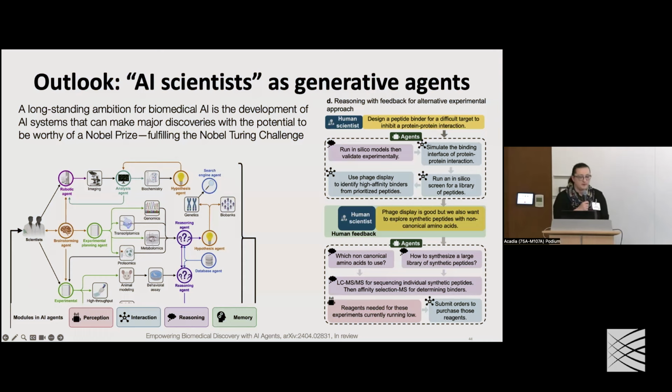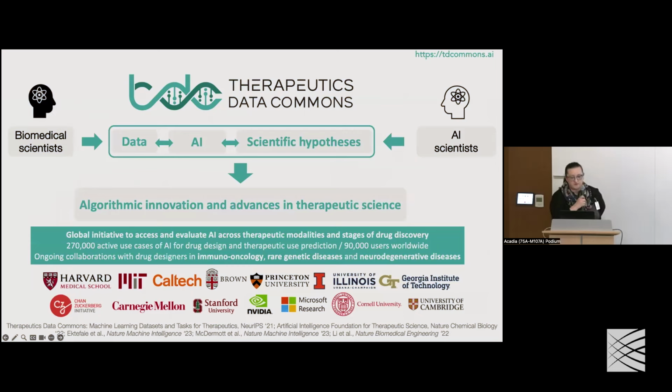What does that require? That requires not only building models, it also requires curating and building lots of datasets. As part of that, our group founded and currently actively develops Therapeutic Data Commons, available at tdcommons.ai. TD Commons serves as a meeting point between biomedical scientists and drug developers who know the real bottlenecks in drug design and development, and on the other end, AI scientists and machine learning researchers who can design and develop powerful new algorithms once those bottlenecks are defined in a meaningful manner, with the overall goal of supporting algorithmic innovation and advances in therapeutic science.